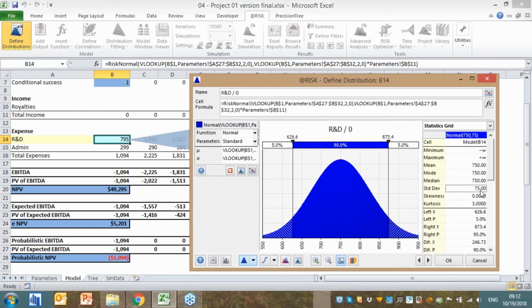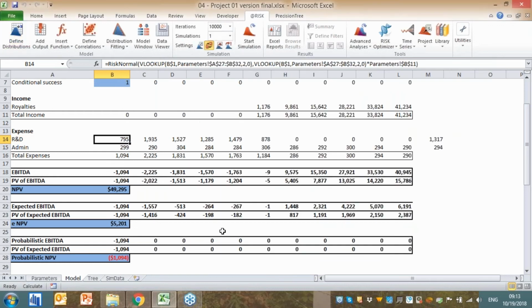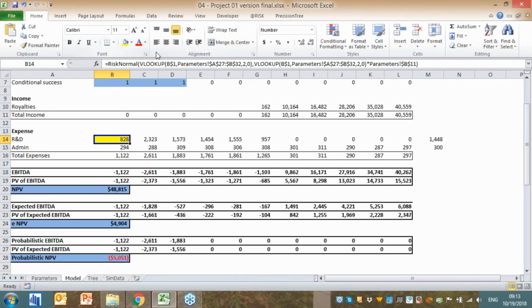Therefore, it's 10%. In other words, every single time I hit F9, @RISK on top of Excel is going to randomly generate what we call an iteration, that is a sampled value, a sample figure that is being randomly generated out of those figures. So for example, on any given year, that amount, 795, can change to different numbers. Pay attention, for example, on cell B14. It does contain a certain variation at this point.